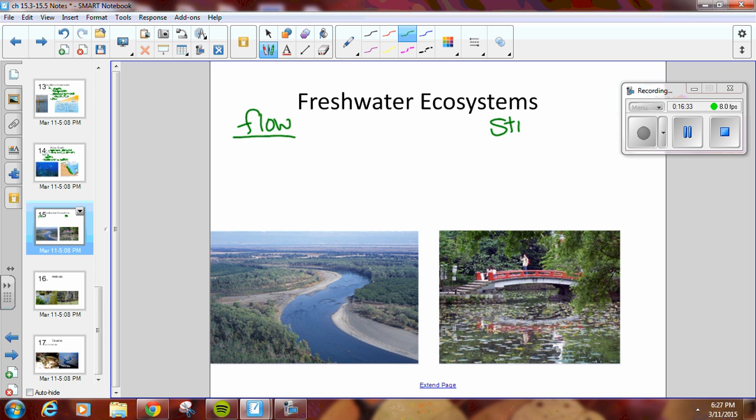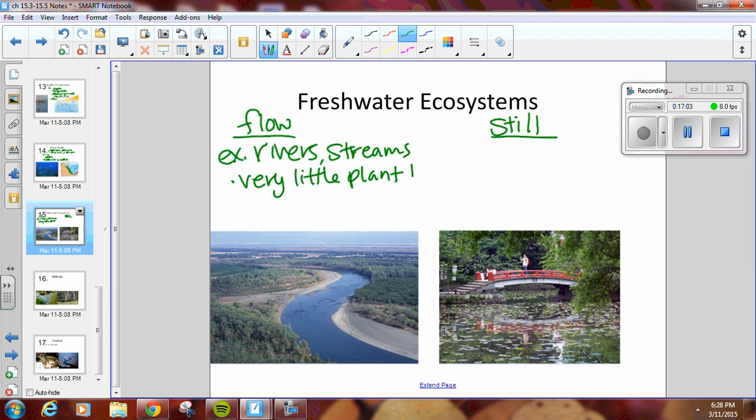it stands still. So if it's flowing, examples of that would be rivers, streams, and then when it's flowing water, what happens is there's very little plant life. And the reason for that is that when the water is moving, they can't put down roots. So what happens is they basically get pulled along, and so there's not a lot of time for them to build those root systems to stand strong. So they get ripped out basically. But there are a lot of nutrients.